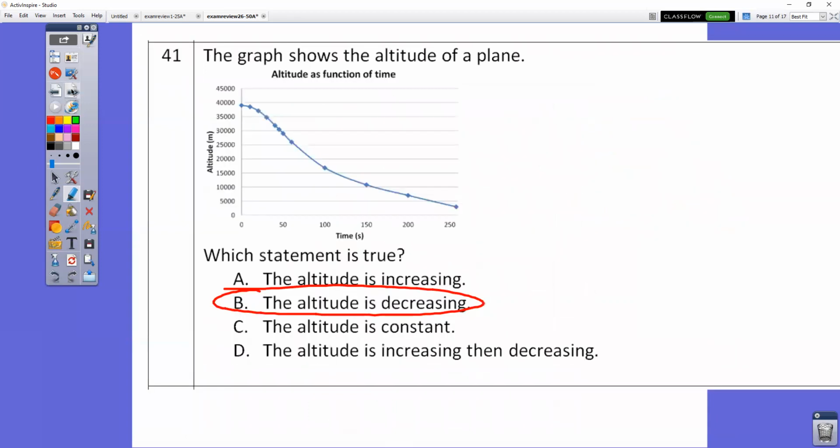In question number 41, one of the easiest questions. Which statement is true? Well, take a look at the graph. The plane is starting off at about 39,000 feet and going down, down, down. Another word for going down is decreasing. That is what the graph is doing.